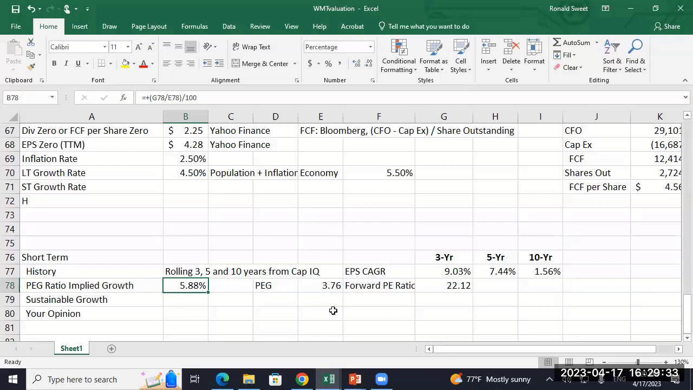So make sure you have an opinion that's more valuable than what's on the street, but you want to know what the street's thinking. 5.88%. That's a pretty high growth rate for Walmart.